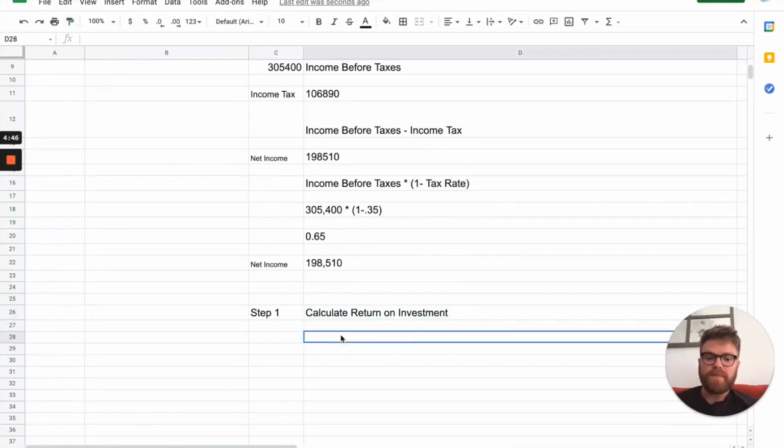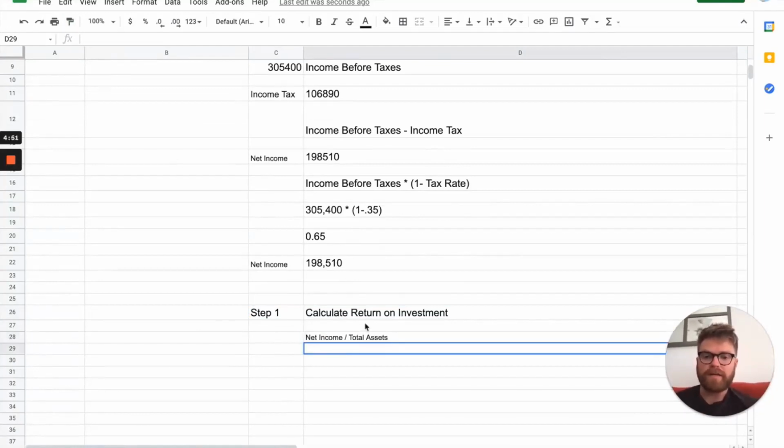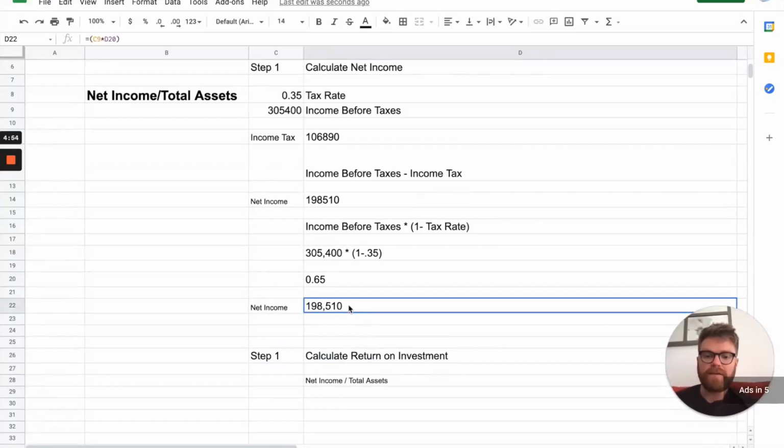And again, that's going to be your net income divided by total assets. So we already got our net income. We'll just move it down. 198,510.